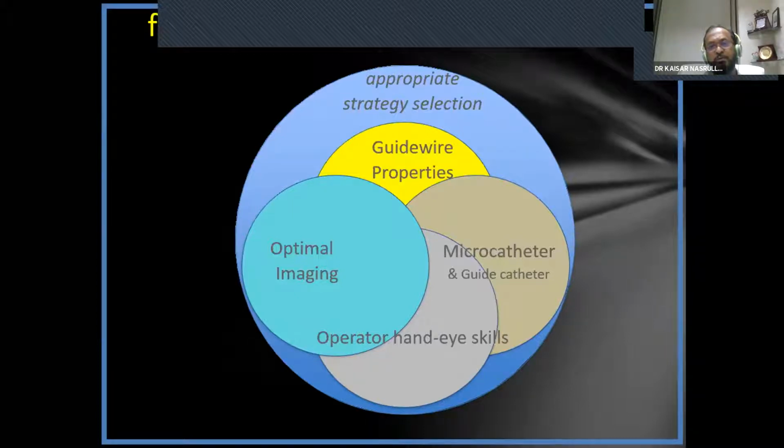One, your appropriate strategy selection. Two, you have to know the guide wire properties. Third, you have to have optimal imaging by angiogram or CT angiogram, or IVUS or OCT. Fourth, support catheter like microcatheter or guide catheter. And lastly, which is the most important, operator hand-eye skill.